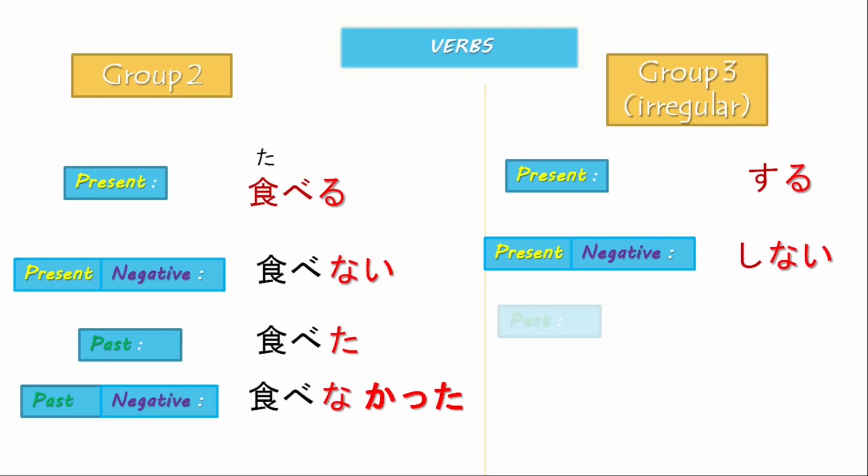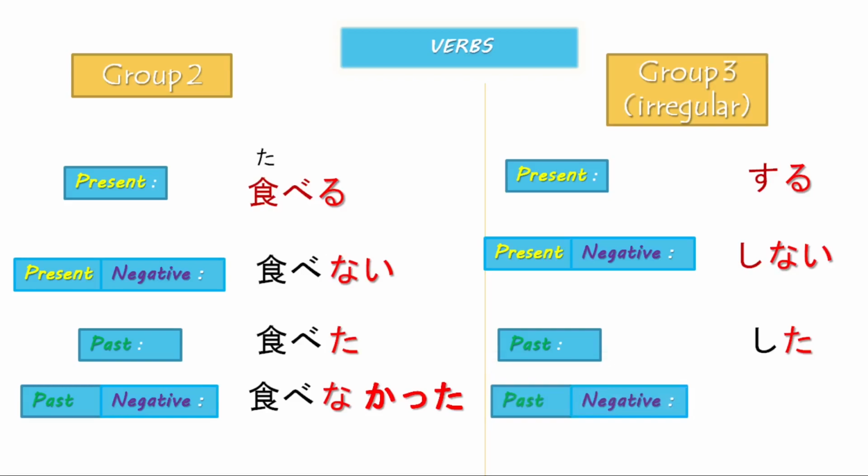Okay, what about the past tense? Su will again become she, right? And the past tense is indicated by ta at the end. So you can guess what it is. Yes, it's shita. Shita.